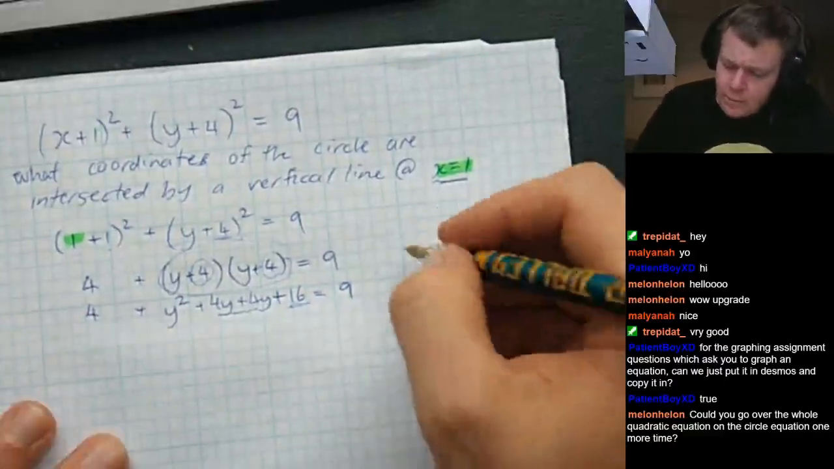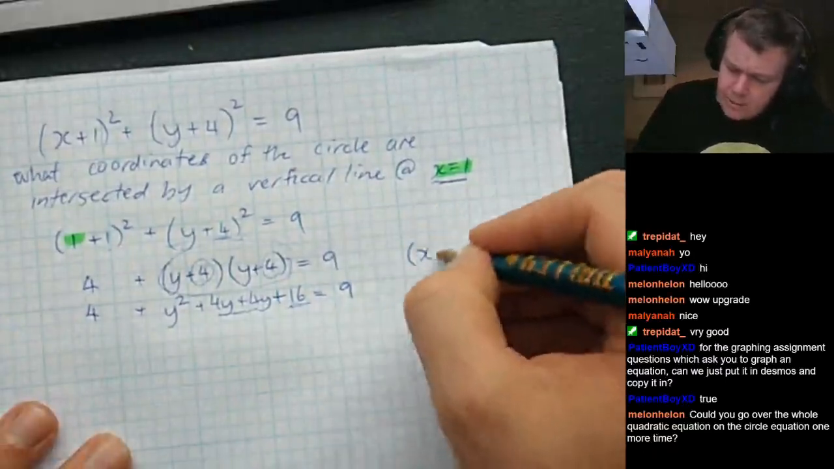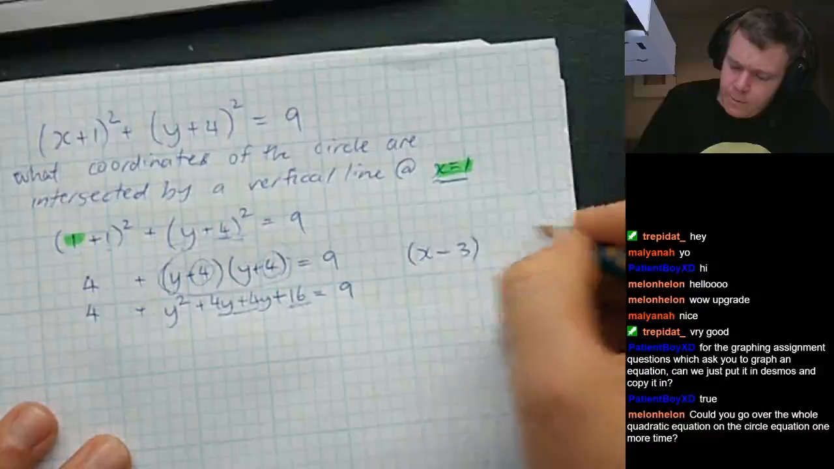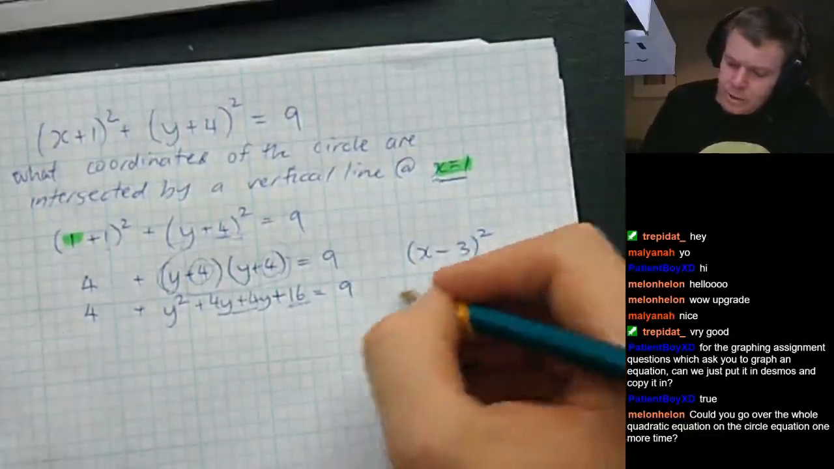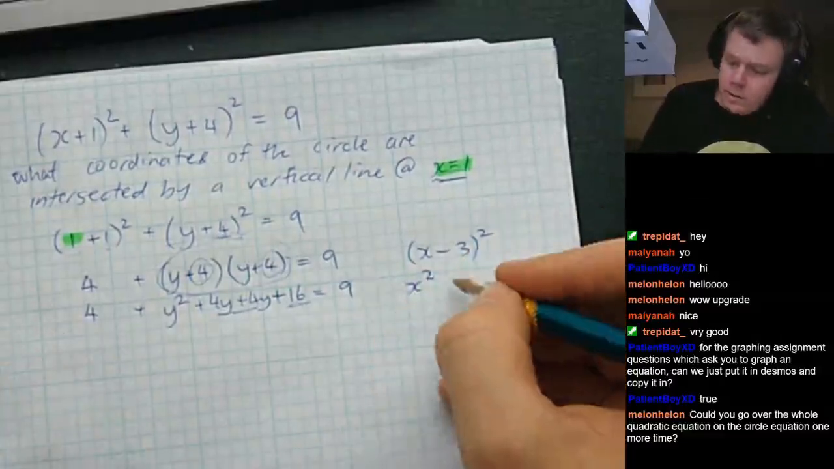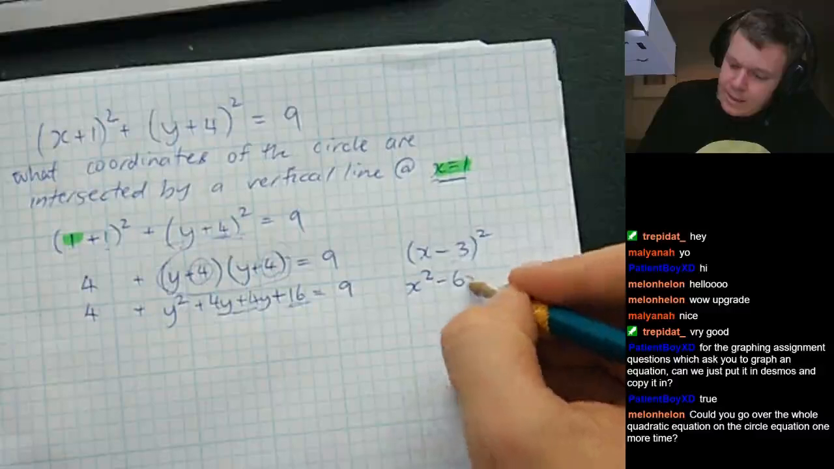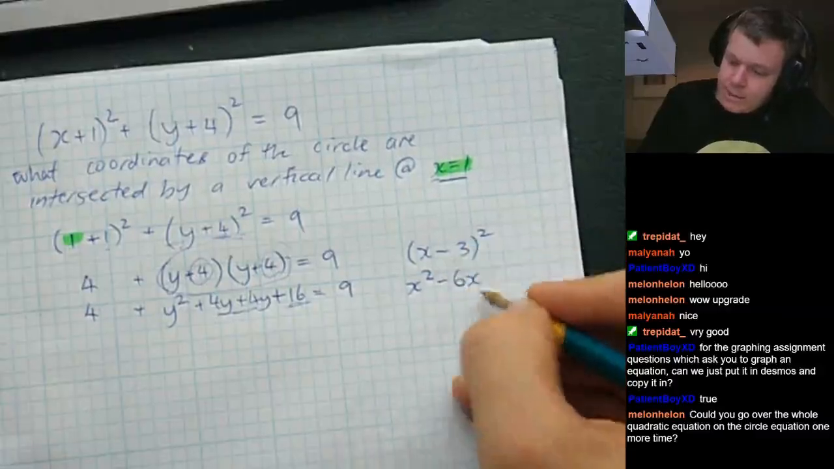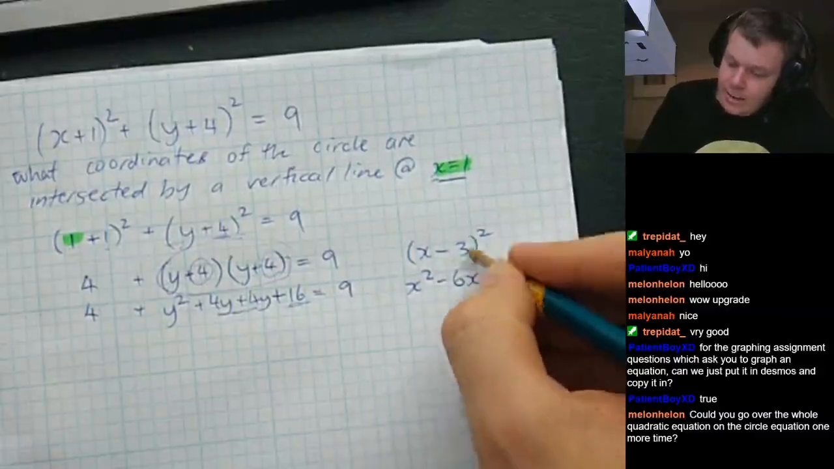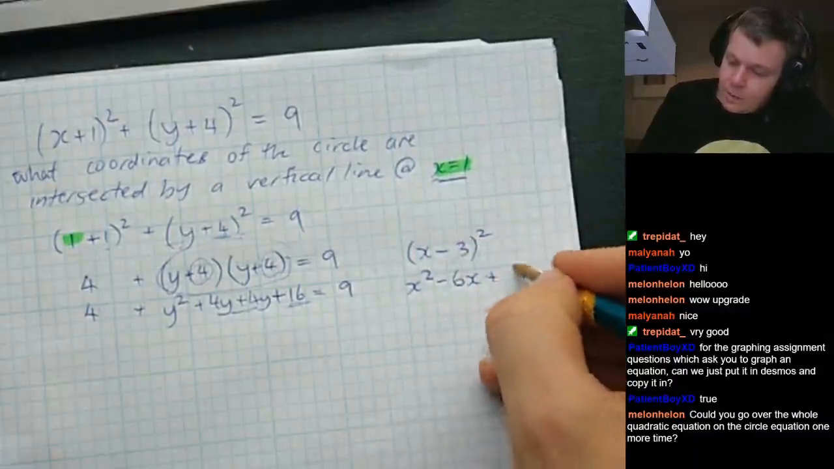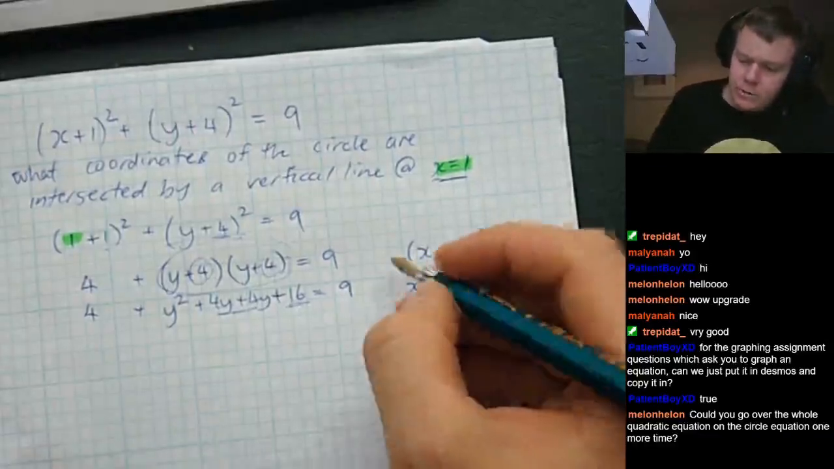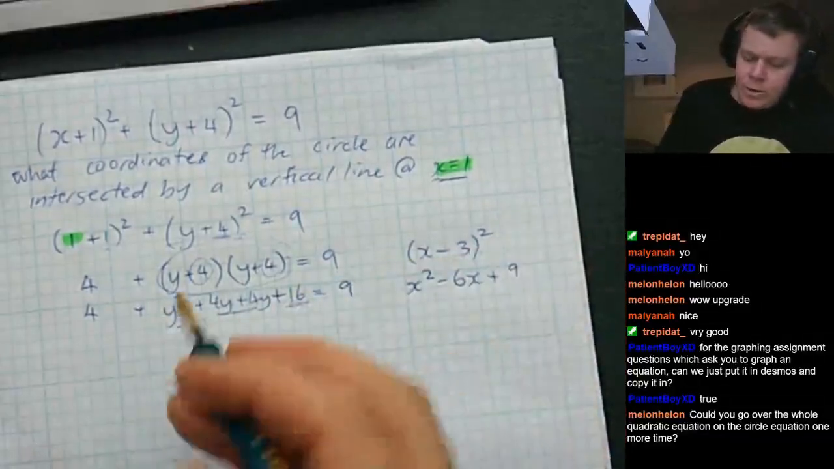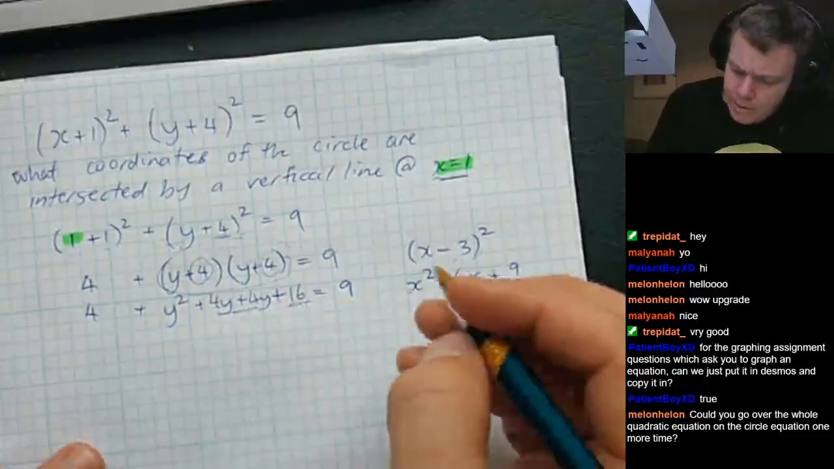For example, I could do x minus 3 squared. If I wanted to skip a few steps, I could go straight to x squared minus 6x, because I double this and tag an x on the end, and then the last term is going to be positive 9, because 3 times negative 3 makes positive 9. You don't really need that much working, but I wanted to show everything.